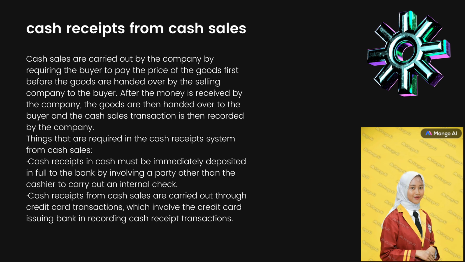Cash sales are carried out by the company by requiring the buyer to pay the price of the goods first, before the goods are handed over by the selling company to the buyer. After the money is received by the company, the goods are then handed over to the buyer and the cash sales transaction is then recorded by the company. Things that are required in the cash receipts system from cash sales.